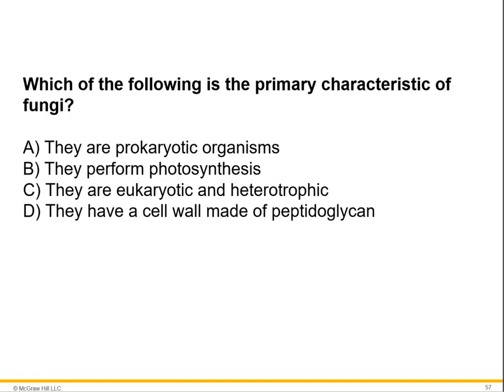D, they have a cell wall made of peptidoglycan. They do have a cell wall, but remember, it's made up of chitin. So the answer is C. They are eukaryotic and heterotrophic. And you need to know this for the exam, okay? So not only are they eukaryotes, but they obtain their nutrition from other organisms.